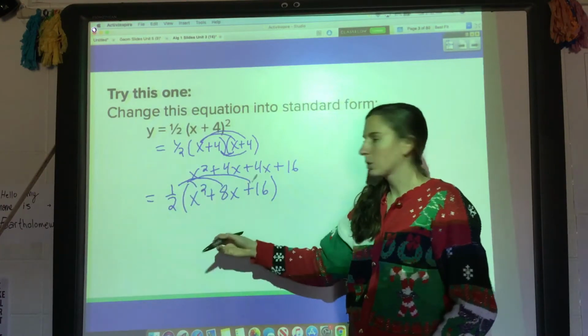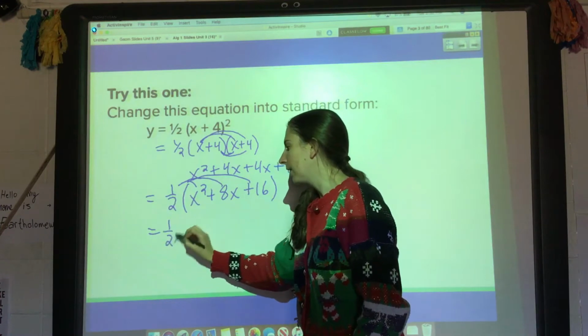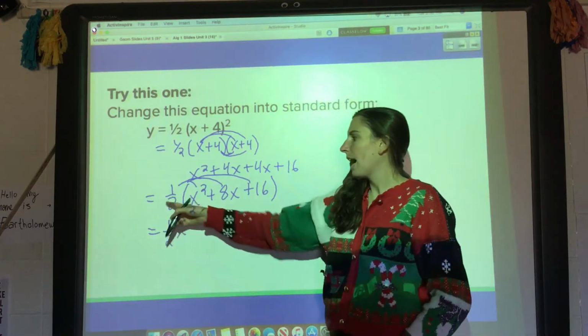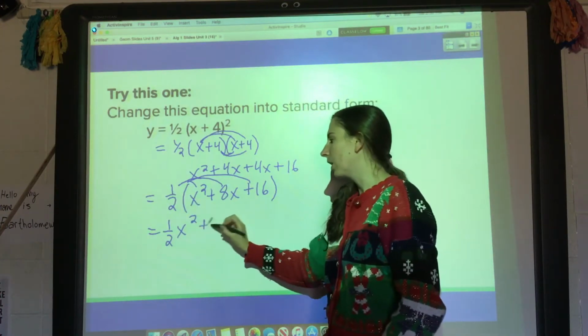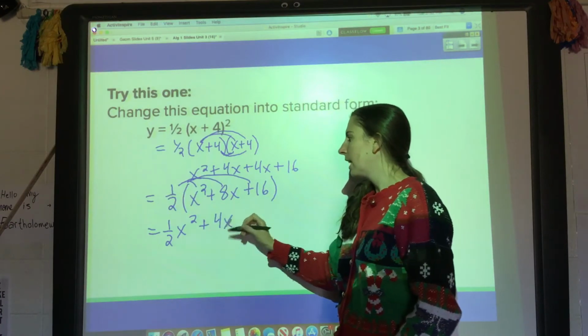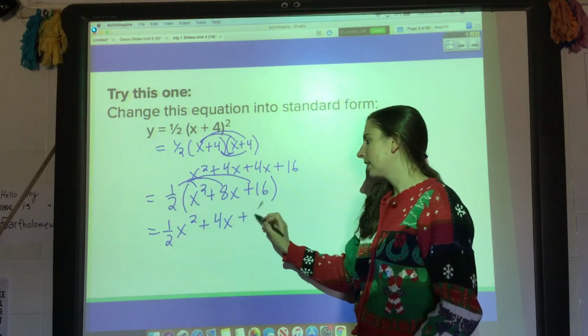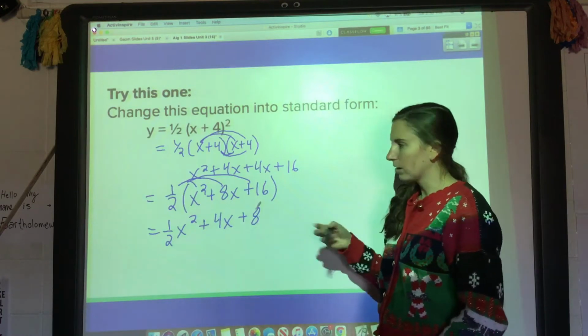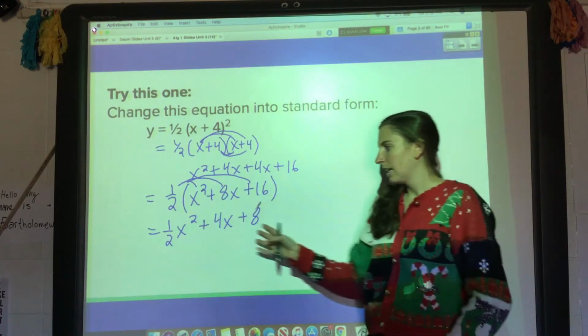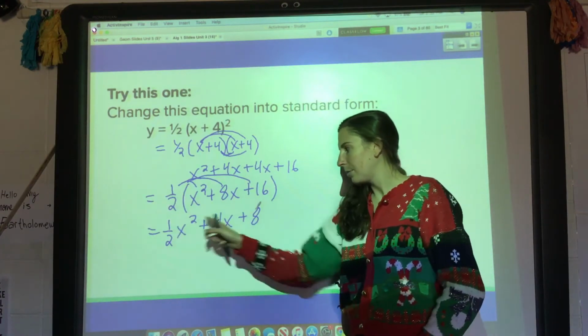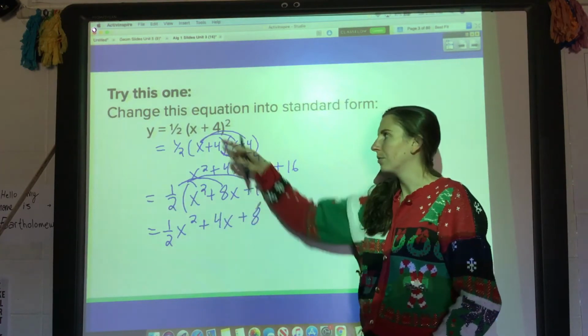A half of x squared is just 1/2 x squared. 1/2 times 8 is 4. Half of 8 is 4. And a half of 16 is 8. And that's my final answer. Everything's all multiplied out as far as it can go, that would be a, b, and c. This is standard form. It came from vertex form.